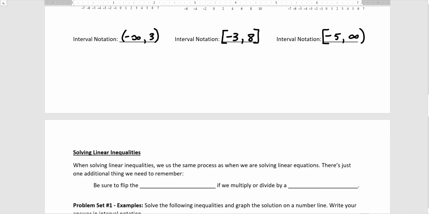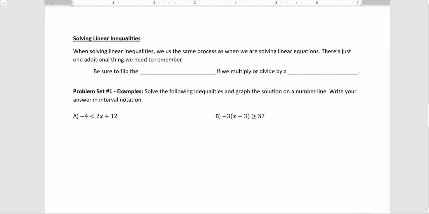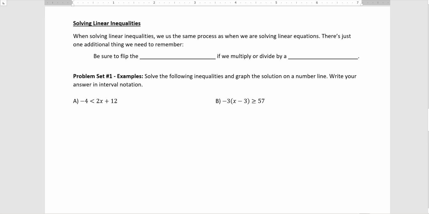Now let's move on. Let's talk about actually solving these linear inequalities. Now that we know how to write our solutions and how to graph on a number line, let's actually solve them. When solving linear inequalities, we use the same process as when we're solving linear equations. There's just one additional thing we need to remember. Whenever we're solving this, we have to remember to flip the sign if we multiply or divide by a negative number. If we ever multiply or divide by a negative, we gotta flip that sign.